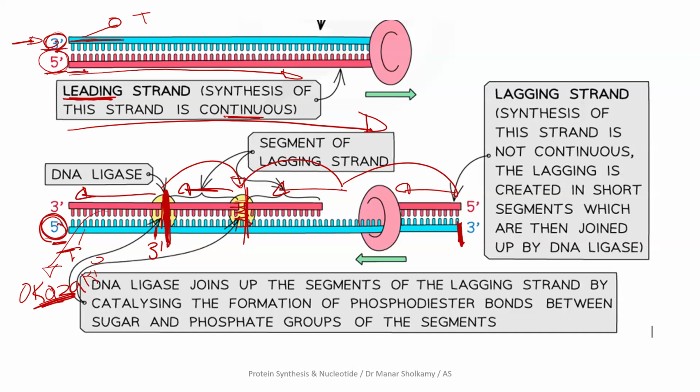Let's read along. The lagging strand, the synthesis of this strand is not continuous. The lagging strand is created in short segments, which are then joined by the DNA ligase. Let's read this. The DNA ligase joins up the segments of the lagging strand by catalyzing the formation of the phosphodiester bonds between the sugar and the phosphate groups of the segments.